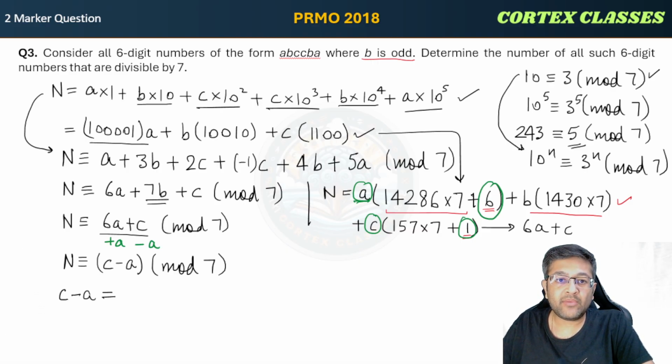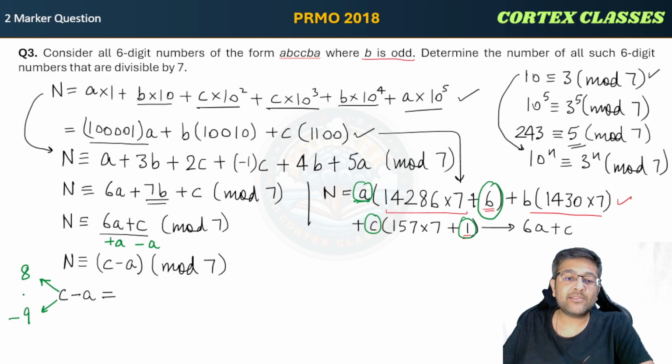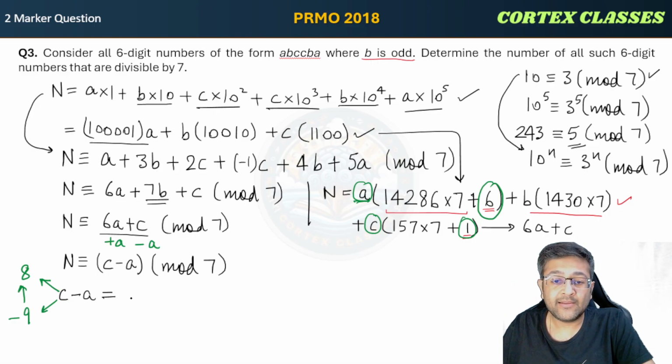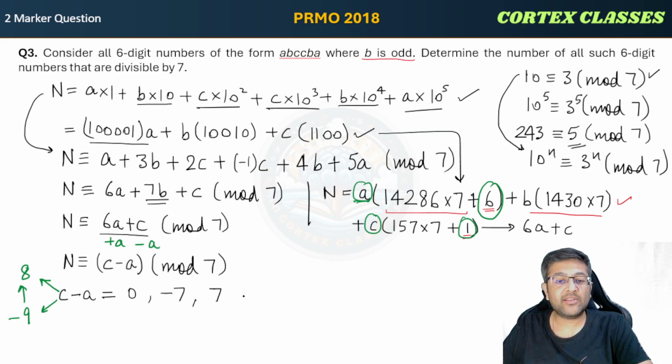Okay. And the minimum value, okay, I'll write here. So guys, what can be the maximum value of this term? 8, when you do 9 minus 1, and the minimum value is when C becomes 0 and A becomes 9. So that is going till minus 9. So guys, you can see it is going from minus 9 to 8, right? So in this region, from minus 9 to 8, we have to see how many multiples of 7 there are. So guys, one is 0, minus 7 and 7. These are the three possibilities, right? So it can be 0, minus 7 or 7.